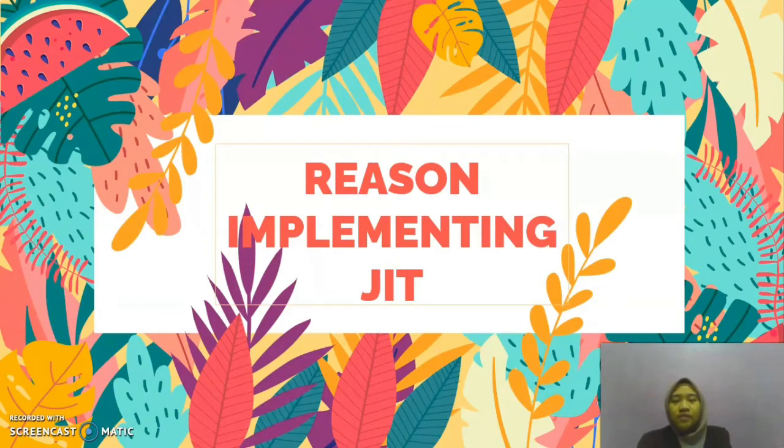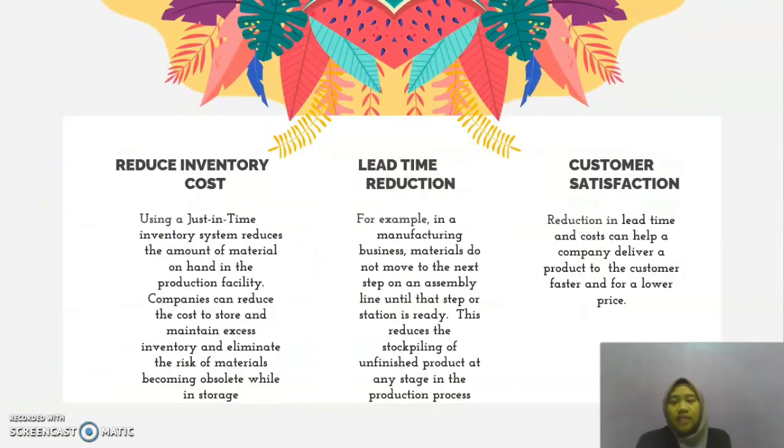Next, we will go to the reasons for implementing JIT. There are 3. First is to reduce the inventory cost. The JIT inventory system reduces the amount of material on hand in the production facility. The companies can reduce the cost to store and maintain excess inventory and eliminate the risk of materials becoming obsolete while in storage.